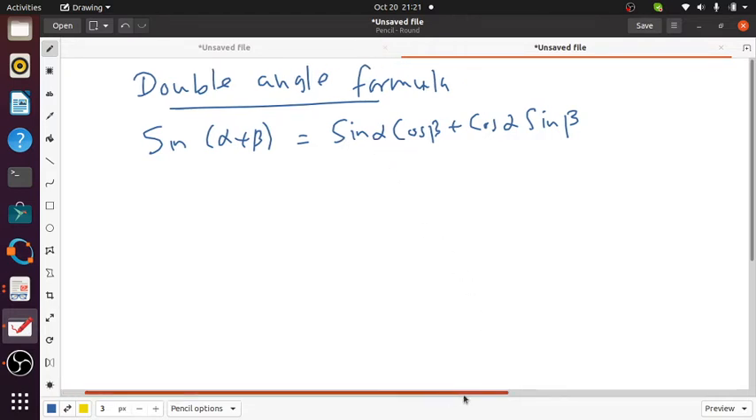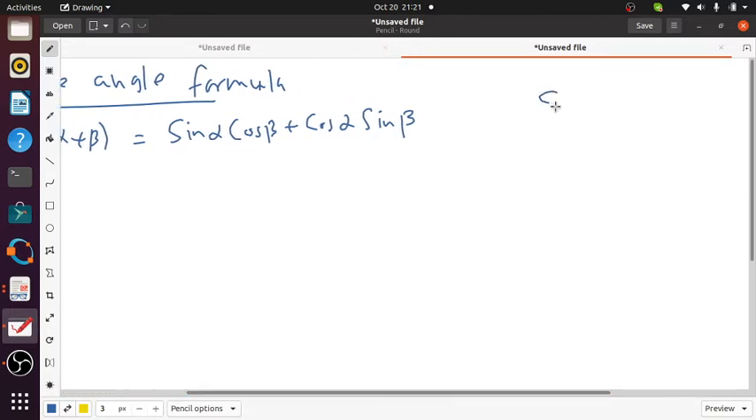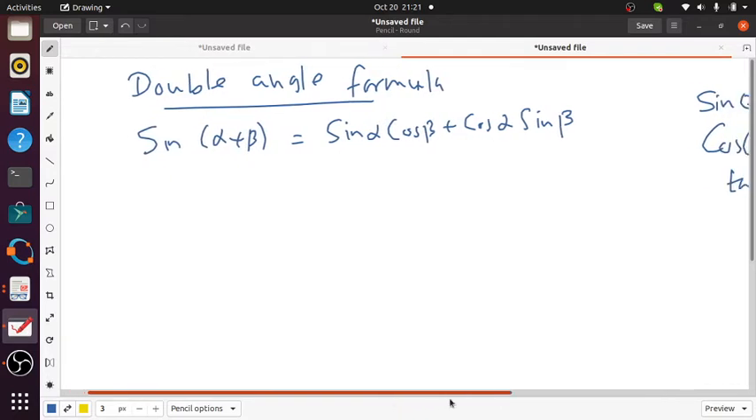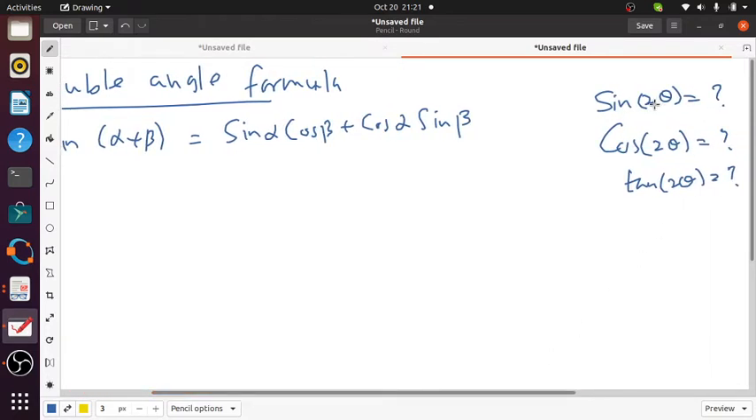Double angle formulas are as such: sine twice theta. So what is sine twice theta? Twice of some angle. What is cosine 2 theta? What is tan 2 theta? Right? Twice theta, twice theta, twice theta. These are called double angles because we have two here. Double the angle. So how do you tackle this?